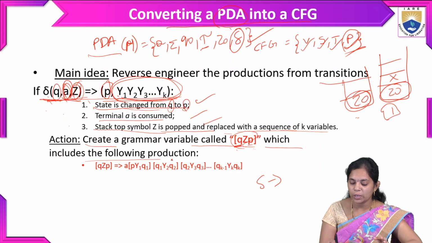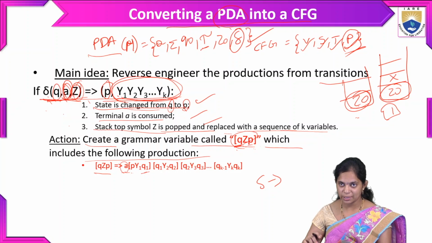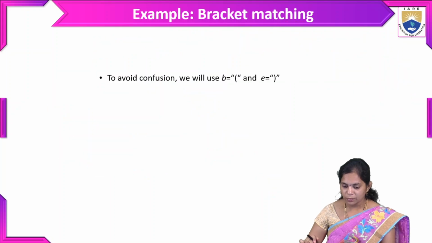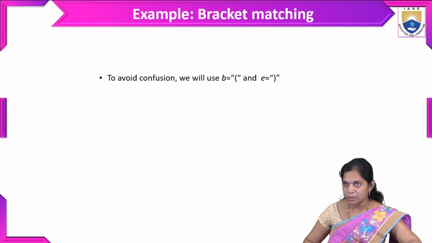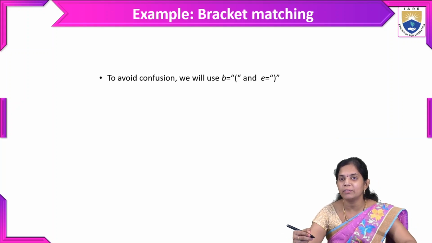This QZP includes the following production. What is the terminal value? The terminal is the input value A being read. This is the present state, this is the replacement value, and these are the next state. In between we need to write the equations. How to write these equations we will discuss with examples. To avoid confusion, we will first discuss a bracket matching example, and then we will discuss question by question.